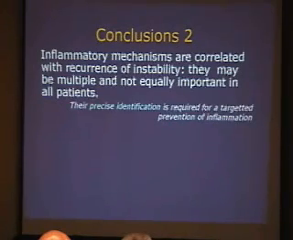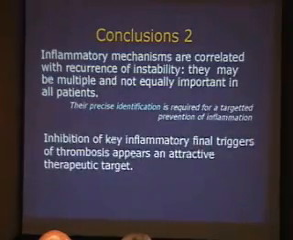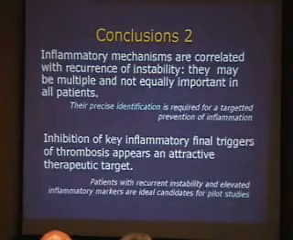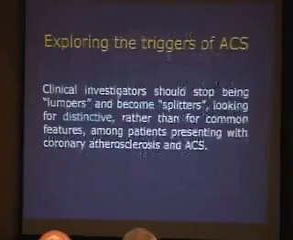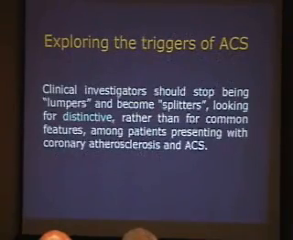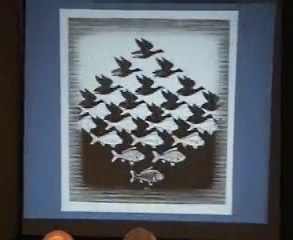Otherwise, certainly we cannot give steroids. I wouldn't, personally. Inhibition of key inflammatory final triggers of thrombosis appears an attractive therapeutic target, and patients with recurrent instability and elevated inflammatory markers are ideal candidates for pilot studies. The problem is that if you want to explore the triggers of acute coronary syndrome, clinical investigators should stop being lumpers and become splitters, looking for distinctive rather than common features among patients presenting with coronary atherosclerosis and acute coronary syndrome. Just to give you an idea, this is an image.